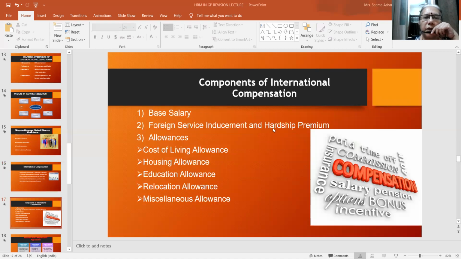The components of international compensation chiefly are base salary, foreign service inducement, and hardship premium. This hardship allowance is given to expatriates so that they can relocate, and it is a premium for changing their country, changing their culture, changing their working style, and getting adjusted to the new place. So that is called the hardship premium. There are several allowances like cost of living allowance, housing allowance, education allowance, relocation allowance, and so on.